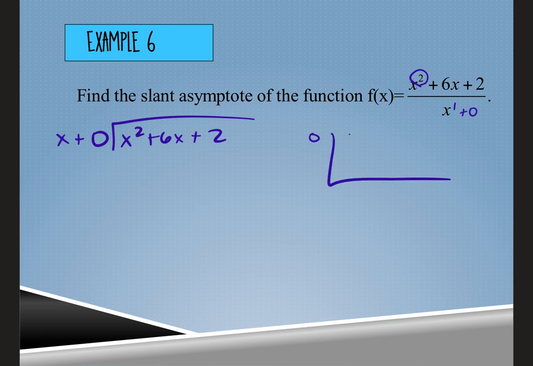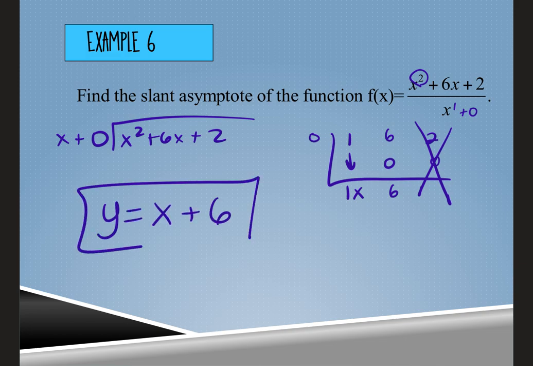And then I write out all my coefficients, 1, 6, 2, bring down the 1, multiply it times 0, put it in the next column and add it. Multiply it by 0, put it in the next column. And normally we add, but I don't even need that last column because that's your remainder. So then the 6 is your constant and the 1 gets your x. And my slant is y equals x plus 6. We ignore the remainder.